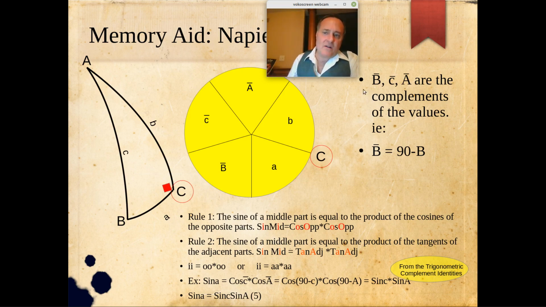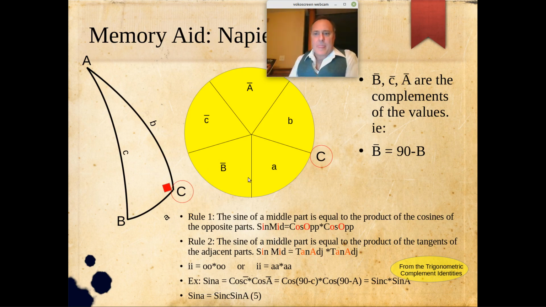Big B line over it, little c line over it, and big A line over it. I'll call them B bar, C bar, and A bar. These are to be understood as the complements of the values. What is a complement? It's 90 minus the value. It's what's left over from a right angle when you take the original angle out. It's how much more do you have to go to get the whole right angle. So it's 90 minus the angle. Okay. So if angle B down here were, for example, 20 degrees, then B bar would be 90 minus 20, 70.